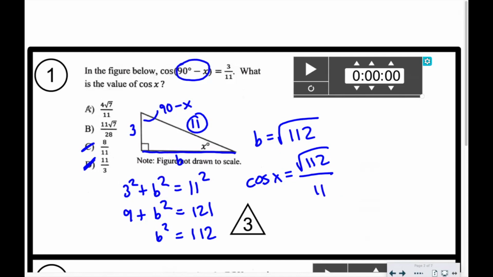So it's either B or A, and this can help us if you don't immediately know what this simplifies to. Clearly, we have a root 7 in there. So here, I'll do it down here. So we've got something and then root 7. Well, it ends up being 7 times 16 is 112. And the square root of 16, that's where the 4 comes from. So the answer is A.